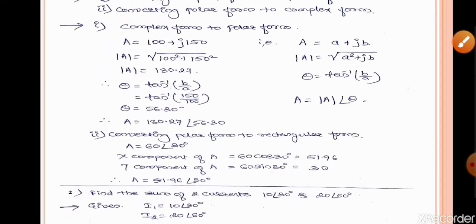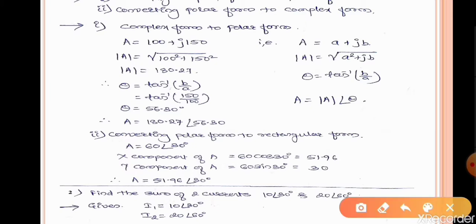So one example we'll see. A equal to 100 plus j150. First you have to find out the magnitude of A. Magnitude of A equal to square root of a square plus b square, that is equal to square root of 100 square plus 150 square. So magnitude of A you will get as 180.27.